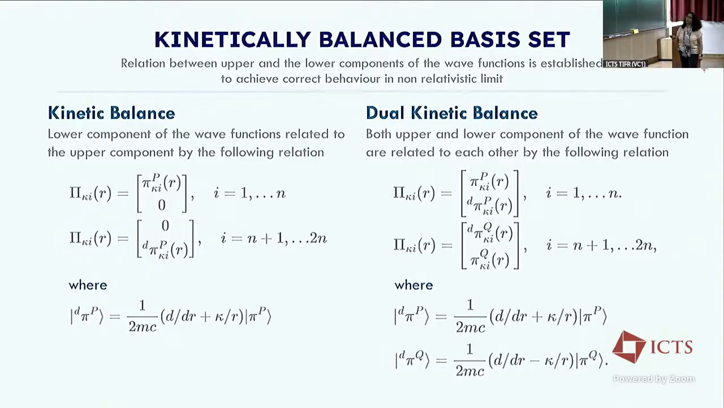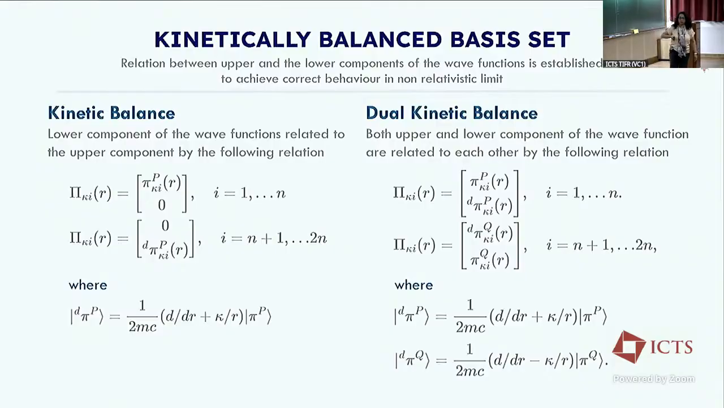There are two kinds of balance conditions. In the kinetic balance condition, the lower component of the wave function is related to the upper component by the following relation. These kinetic balance conditions give the correct non-relativistic limit for the positive energy solutions of the Dirac equation. And if we use the dual kinetic balance condition, then both upper and lower components are related to each other. This gives the correct non-relativistic limit for both the negative and the positive energy solutions of our Dirac equation.